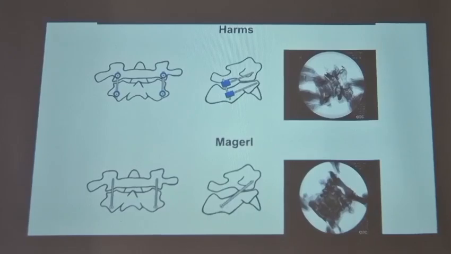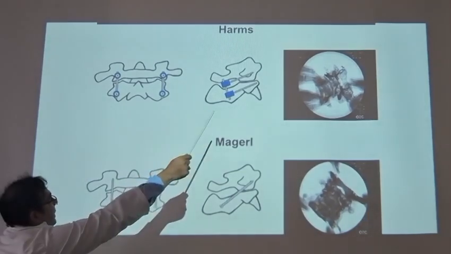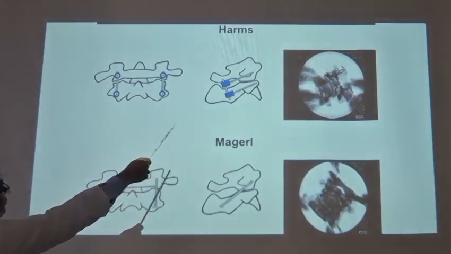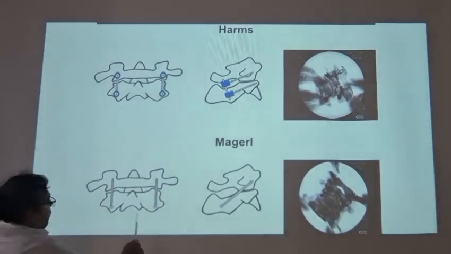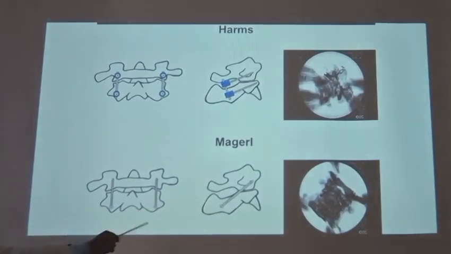The gold standard is still the Harms and Goel techniques. In the Harms and Goel techniques, we go for two screws and two rods, and then we fix things. But in the Magerl technique, we go for only one rod, and with the help of that one rod, we fix two vertebrae.